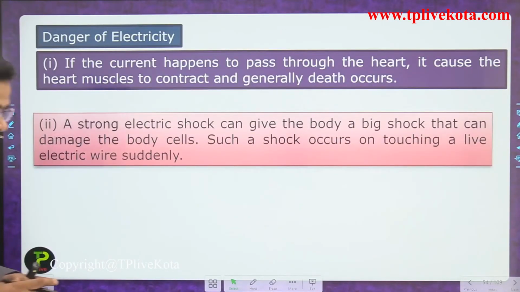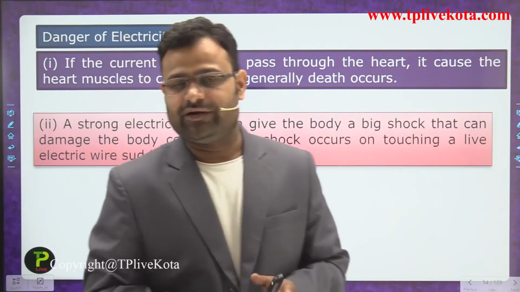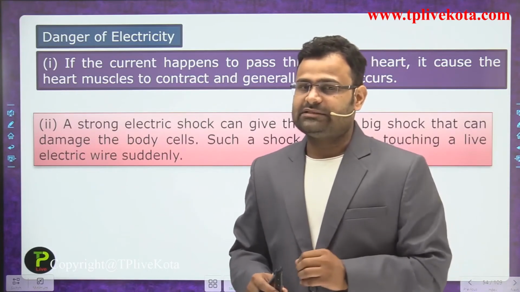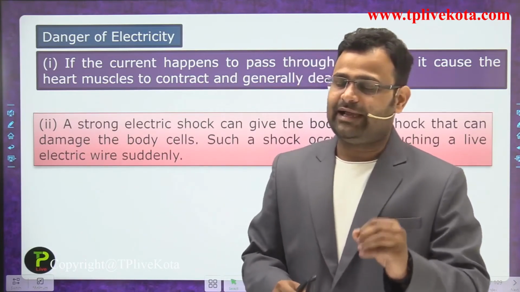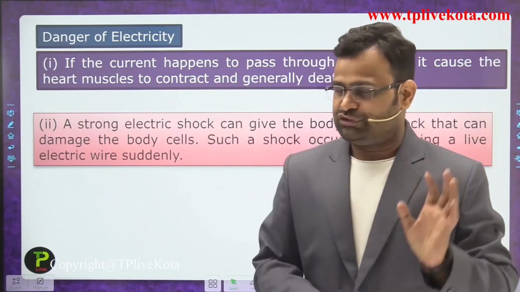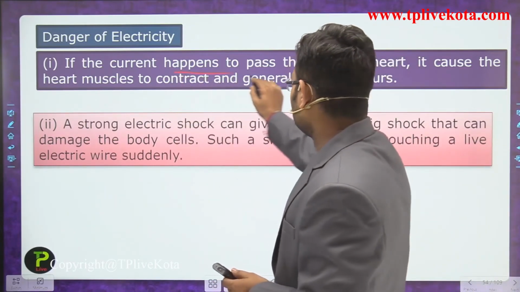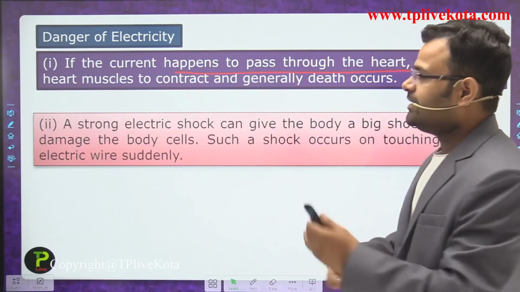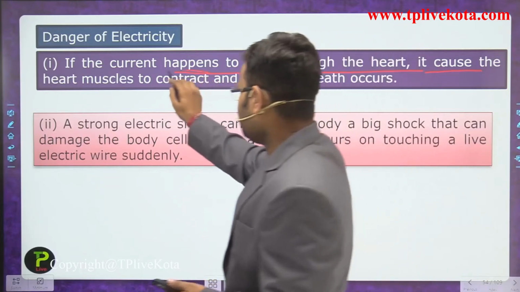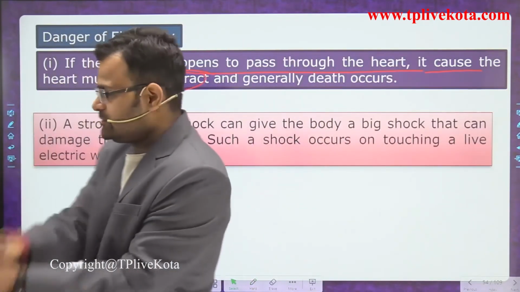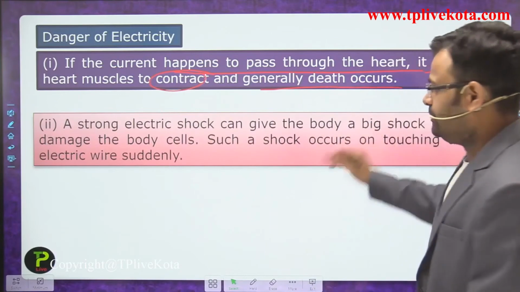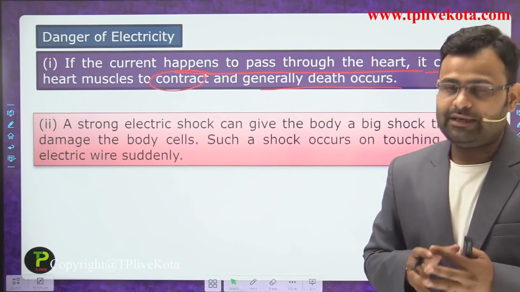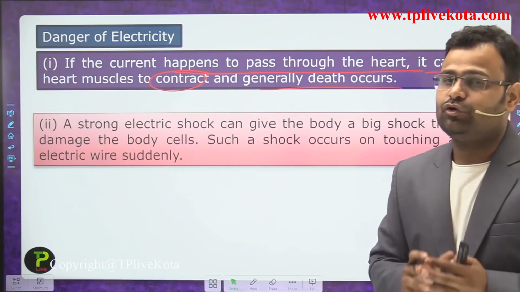Danger of electricity. Every student knows the disadvantages of electricity. So whenever we use any electrical appliances, we require some precautions. First, if the current happens to pass through the heart, it causes the heart muscle to contract, and generally death will occur if a higher amount of current passes through your body. So man, woman, anyone can die.